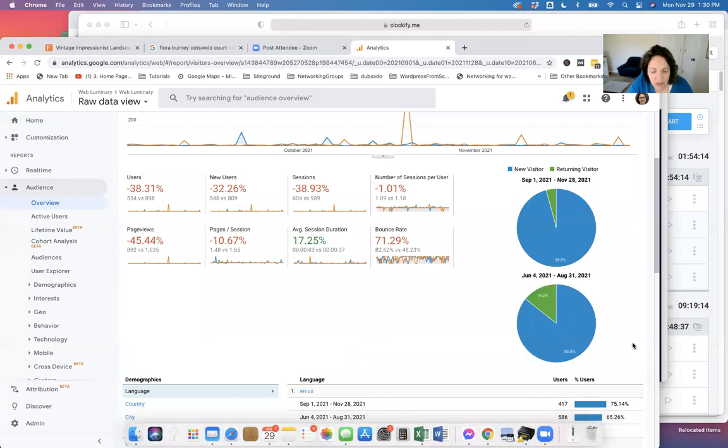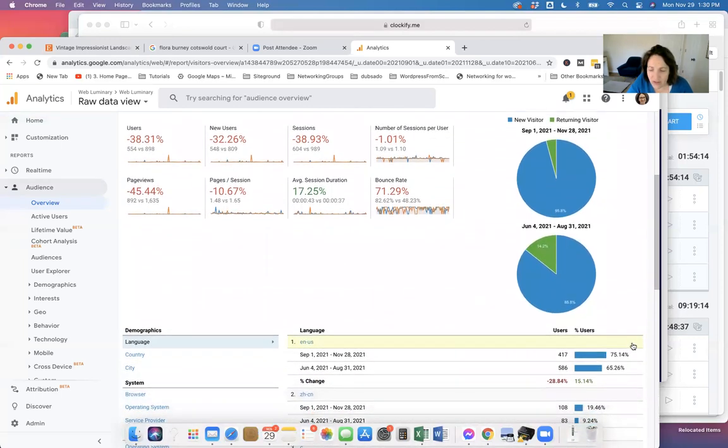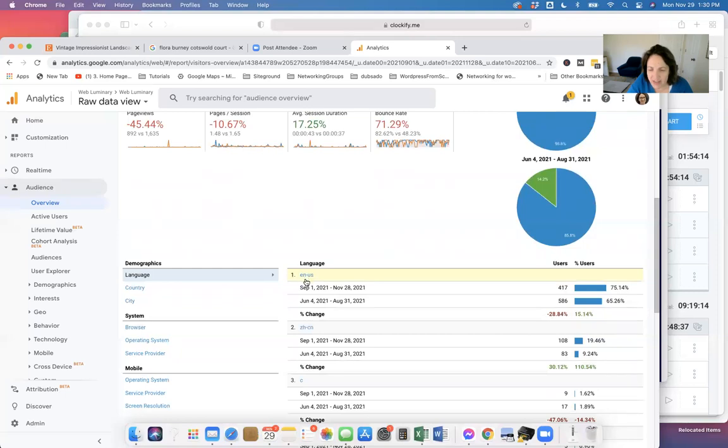Okay, that's good. So I'm getting new users. And then let's look at where are they coming from. So this is another thing. This is the United States. September to November, 75% were from the United States, 65 were from somewhere else.